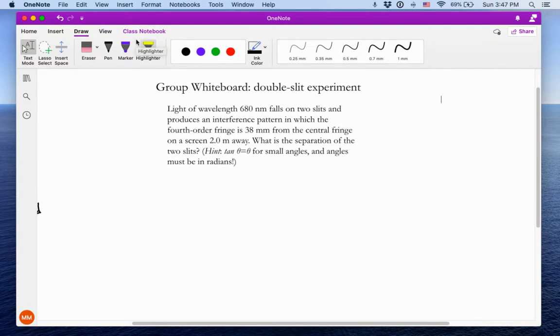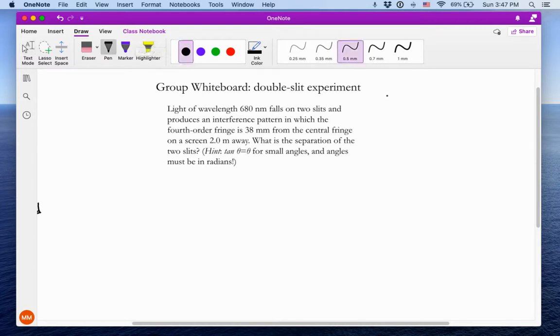Okay, so in this problem, we have another double slit experiment. We have light of wavelength 680 nanometers, and it falls on two slits, produces an interference pattern in which the fourth order fringe is 38 millimeters from the central fringe on a screen 2 meters away. What is the separation of the slits?